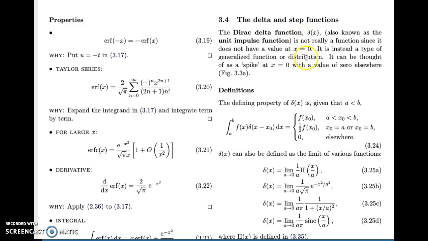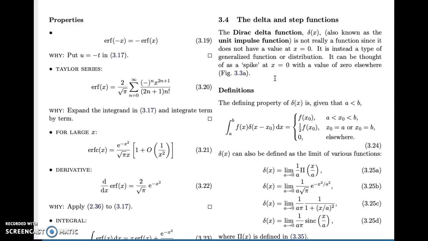But it's used to indicate a point source, for example. So in practice, its definition really involves an integral. Really you can think of it as a spike, a sort of infinitely thin spike located at x equals 0.